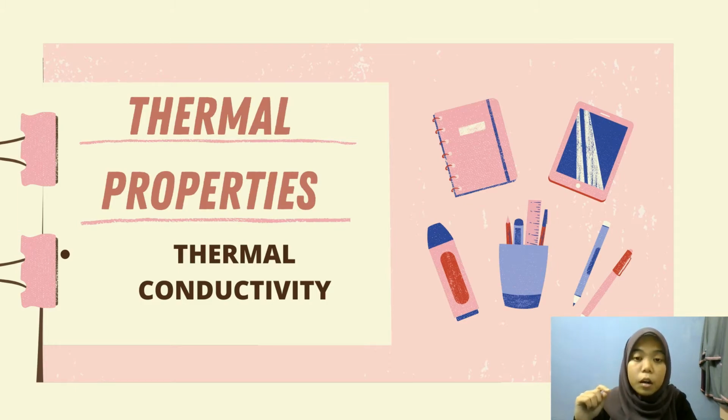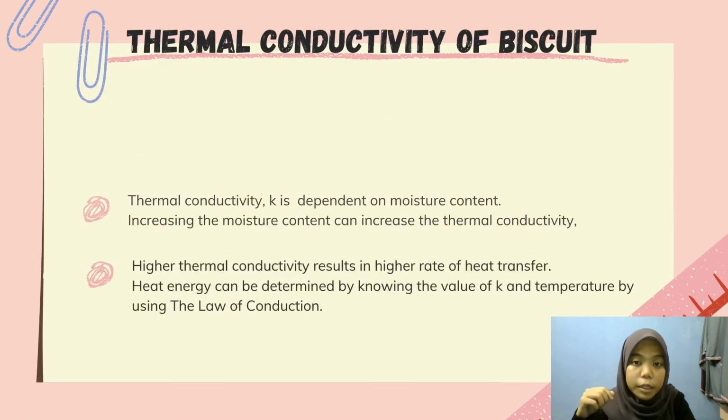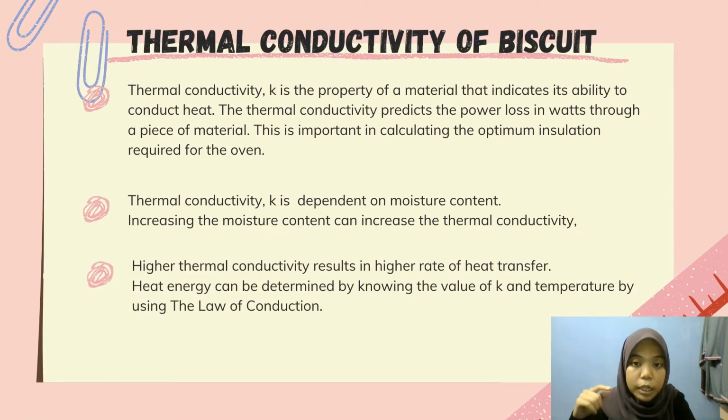So, almost every process in food processing involves thermal effects such as heating, cooling or phase transition. Therefore, thermal properties are considered important in the food engineering process. The three most important thermal properties are specific heat capacity, thermal conductivity and thermal diffusivity.